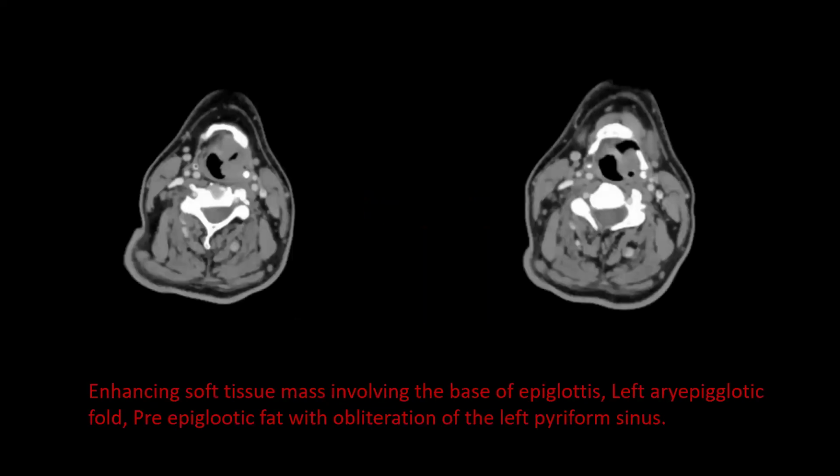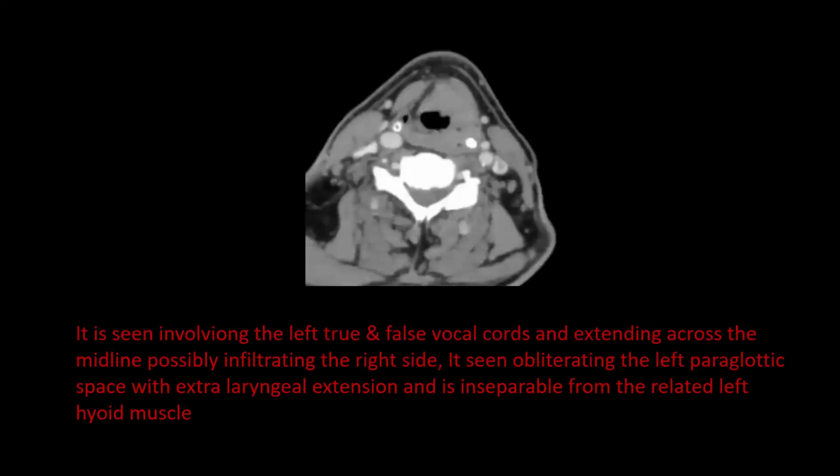Our third case, we start at supraglottic level this time. We have an enhancing soft tissue mass involving the base of the epiglottis, the left aryepiglottic fold, the pre-epiglottic fat, and obliteration of the left piriform sinus. Inferiorly, it is seen involving the left true and false vocal cord and extending across the midline, possibly infiltrating the right side. It is seen obliterating the left paraglottic space and with associated extralaryngeal extension, and it is seen inseparable from the related left hyoid muscle.